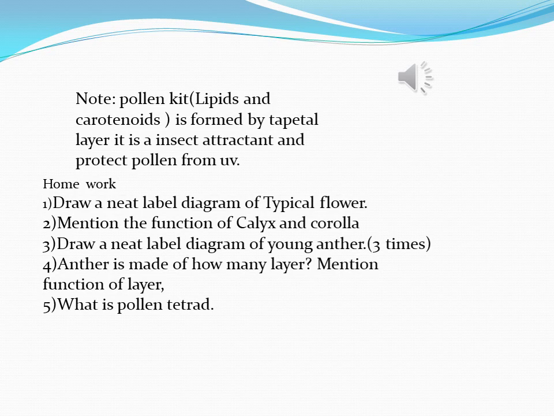If the diagram is not clear in this slide, then better you refer to the books. From that you have to copy that structure 3 times. Okay, the next question is: an anther is made up of how many layers, and mention the functions of each layer. You have to mention the number of layers, after that write the function of each layer, and the last one is the pollen tetrad.